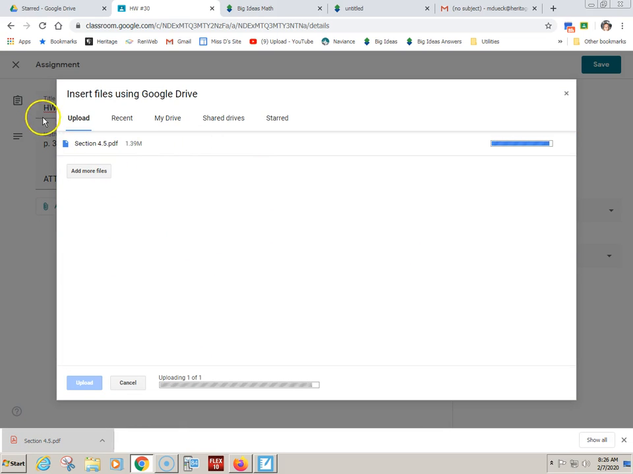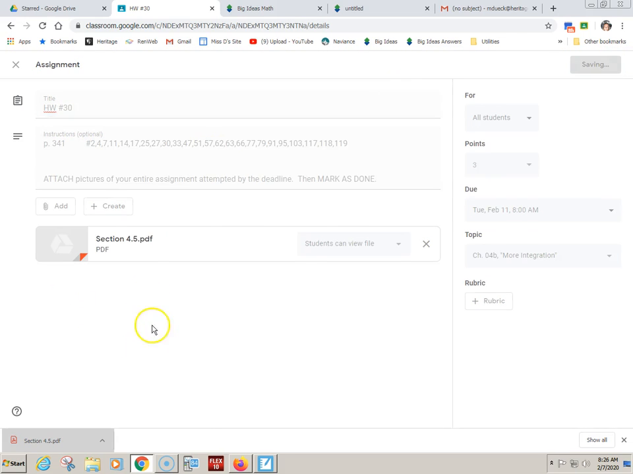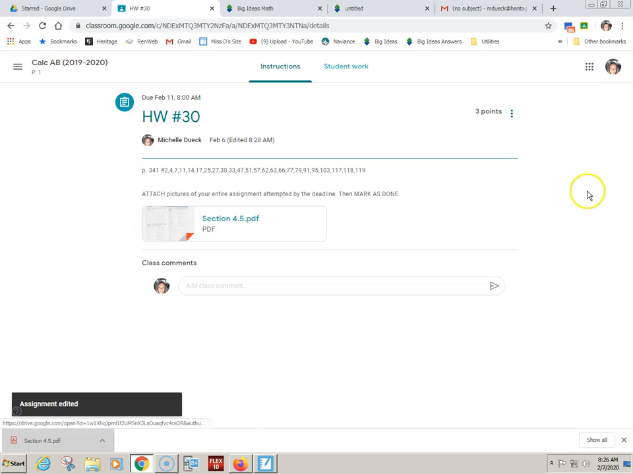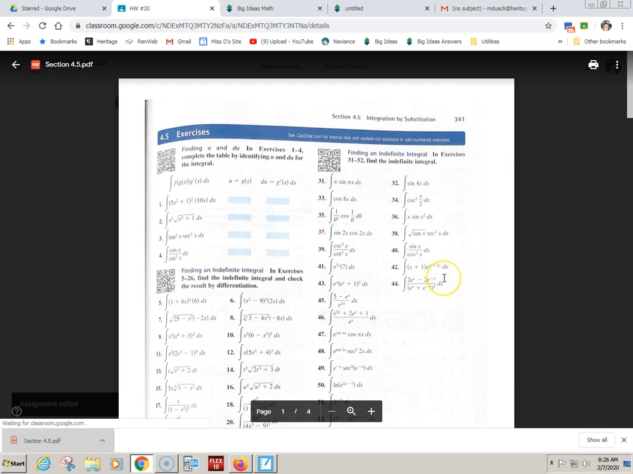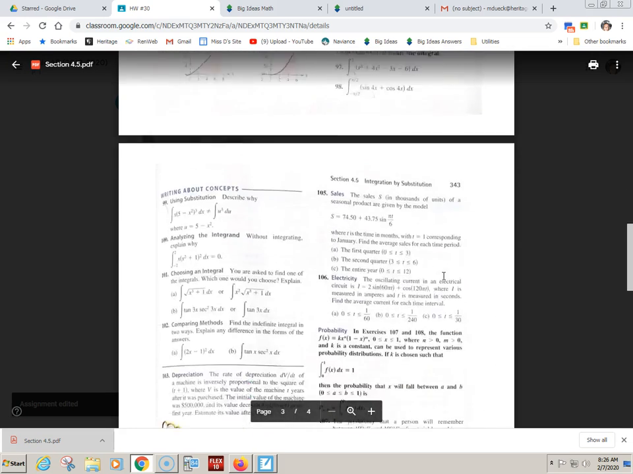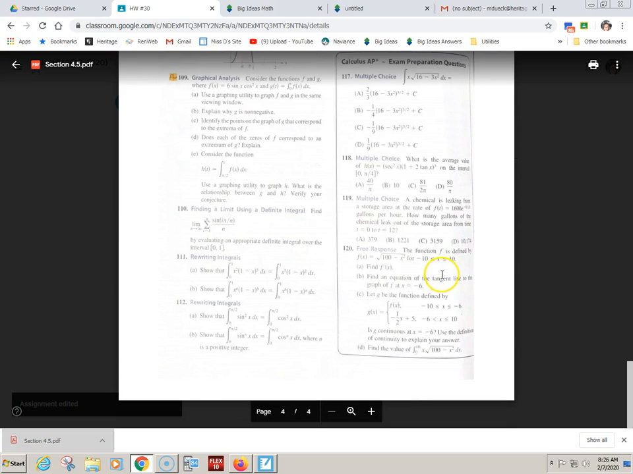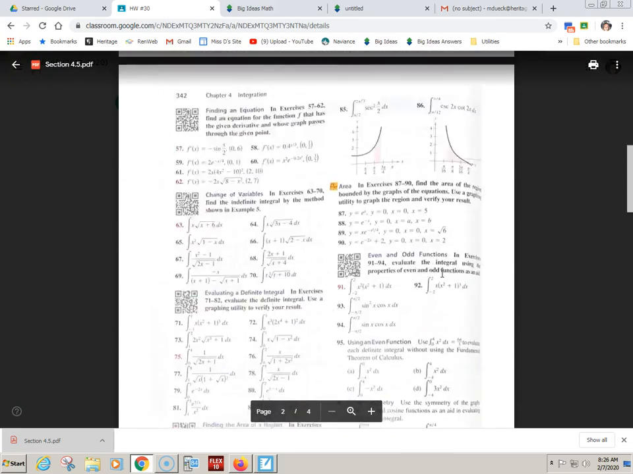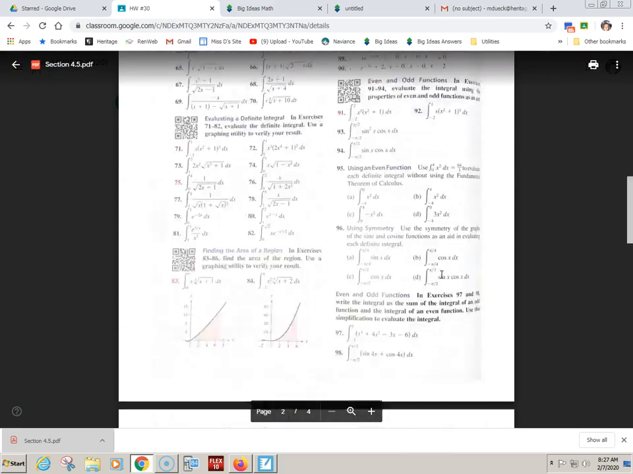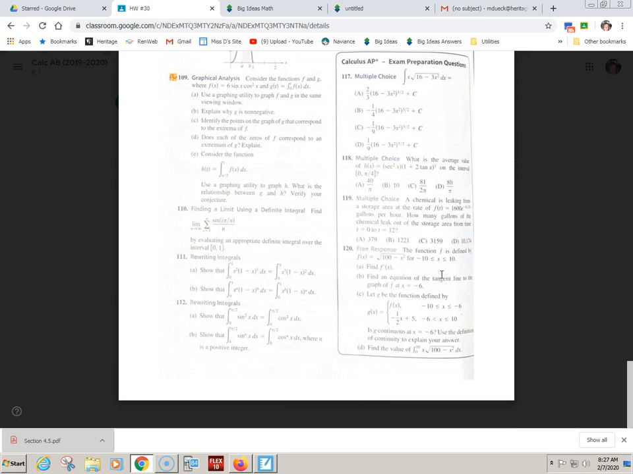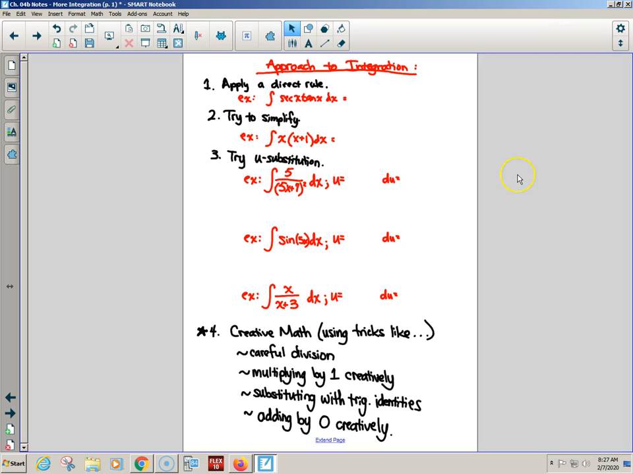All right, I think it should be, let me double check that it's working. And, booyah. I'm going to come back to this page because some of you are still writing. But we do have section 4.5 just chilling in your Google Classroom underneath homework number 30, right? Awesome. We go back to the notes.